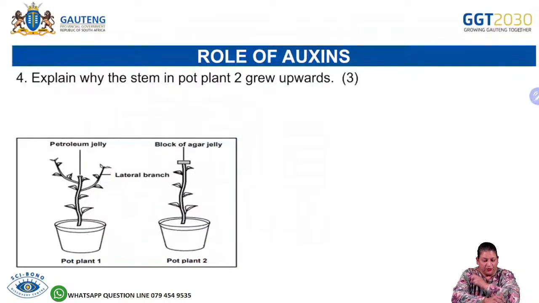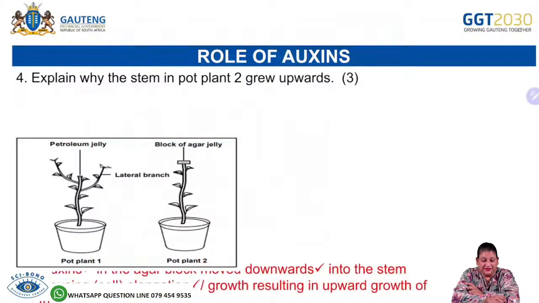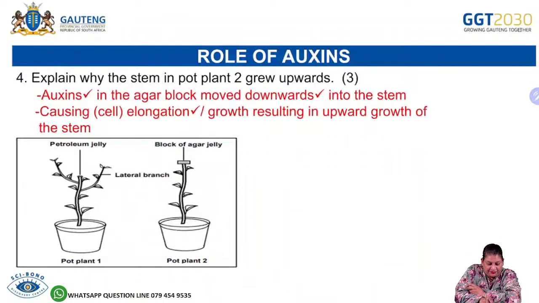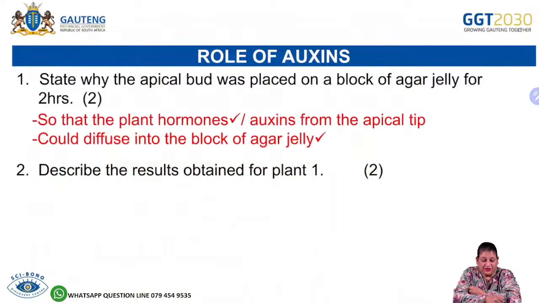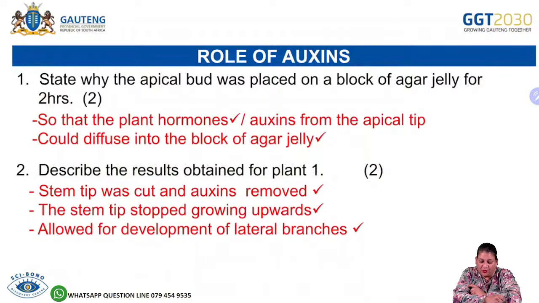Right, so explain why the stem in pot plant 2 grew upwards. In plant 2 you can see it grew upwards because the auxins moved down and caused cell elongation. All right, and here, state why the apical bud was placed on a block of agar jelly. So the auxins can move from the apical bud into the block of agar jelly. Describe the results obtained for plant 1. In 1, the stem tip was cut, auxins were removed, and because the auxins were removed, the stem tip stopped growing upwards and allowed for lateral branches.